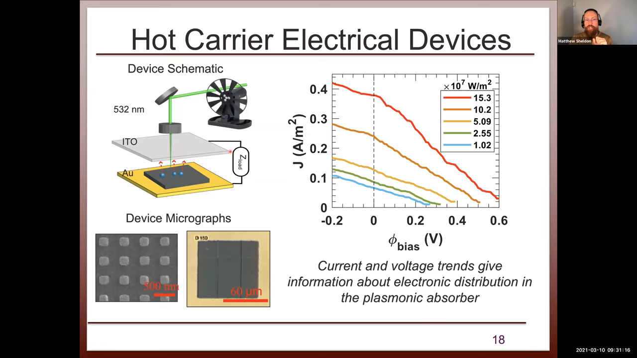Here's another example showing the really pronounced absorption we had in the visible spectrum that was really important for this experiment. And sure enough, what you can see is you get something like a solar cell, or something like an IV response.